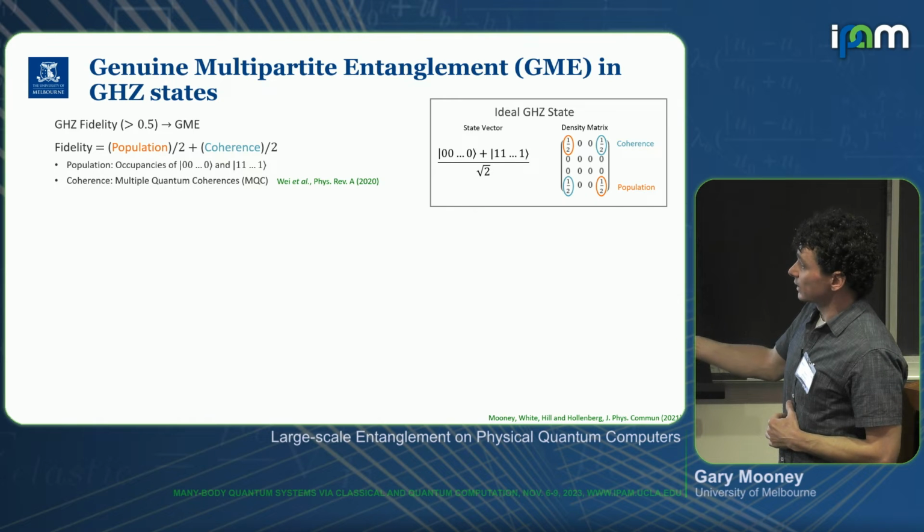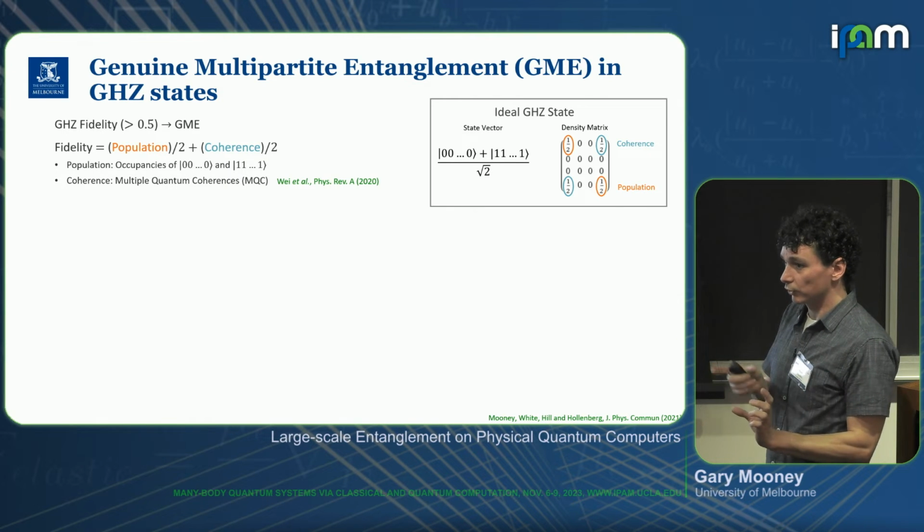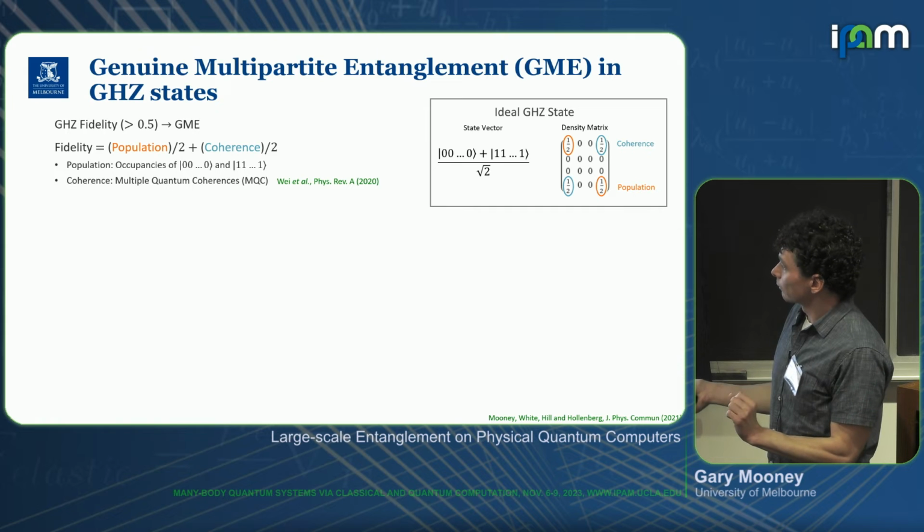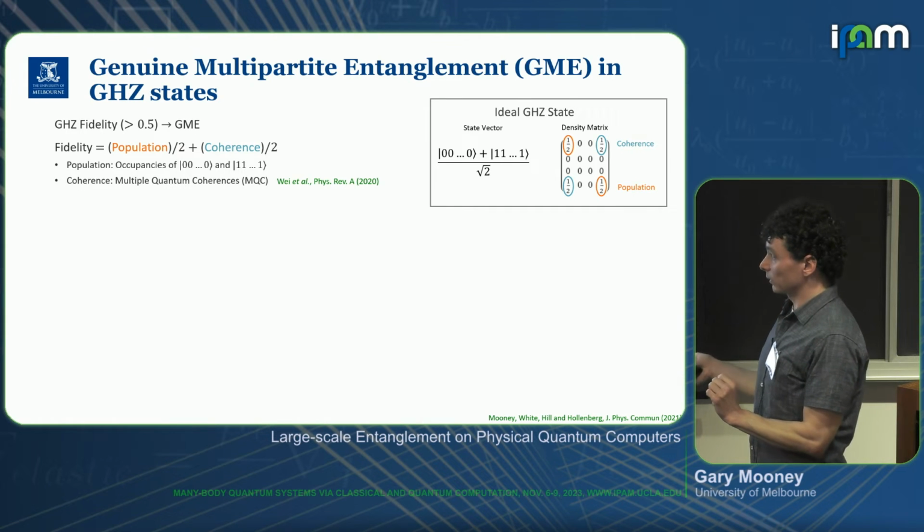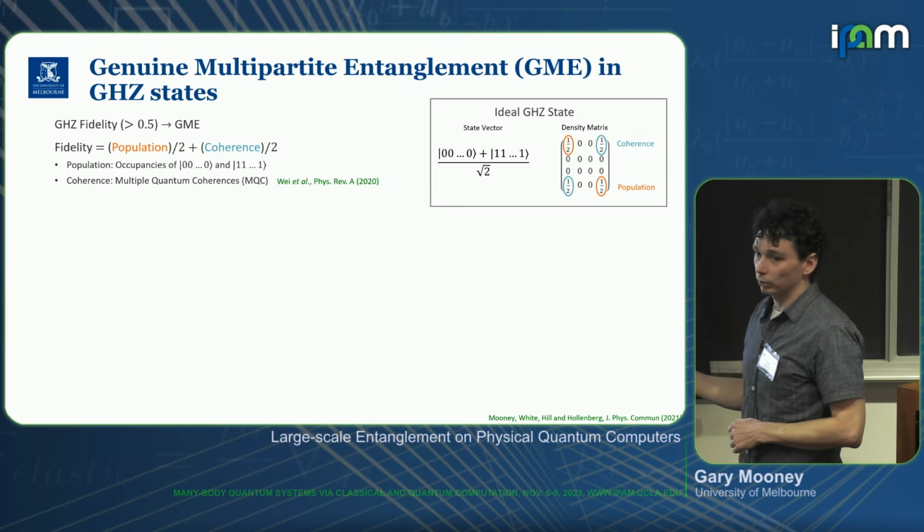So the population is quite easy to measure. It's just the occupancies of the all 0 and the all 1 states. But the coherence is a lot more complicated, and we're going to be using a technique called multiple quantum coherences.